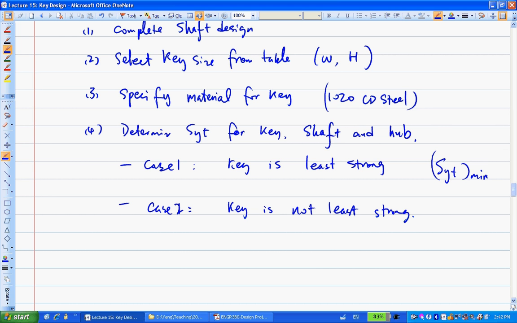For the key, are we only designing against shear stress, or are we including? Good point. Yeah, we're going to actually consider two different stresses. I'll talk about that just in a moment.